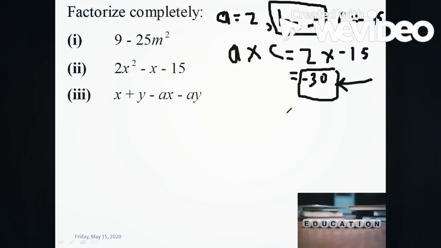So it turns out that those two numbers are negative 6 and positive 5. This might take some practice of getting those two numbers. As you can see, negative 6 times 5 gives you negative 30. And if you add negative 6 plus 5, you actually get negative 1. Now what do we do after the next step?